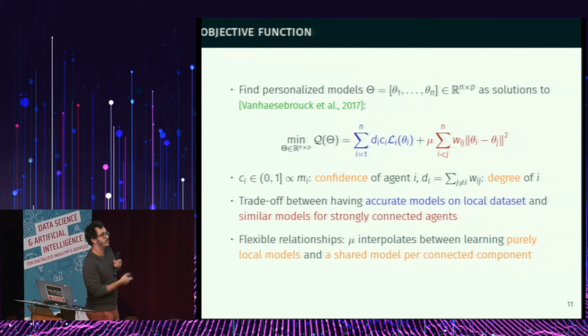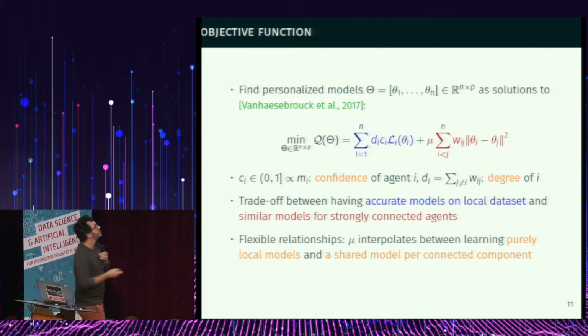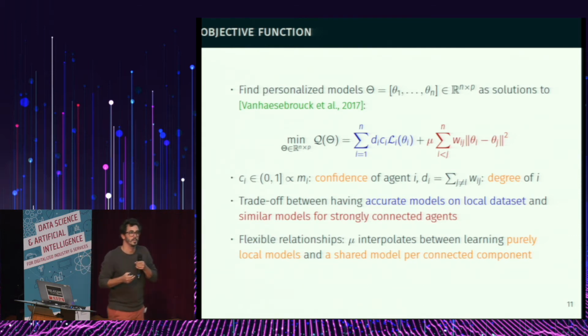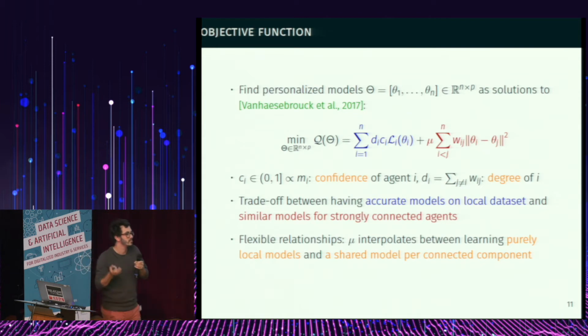This is quite nice in terms of flexibility because you can really interpolate between learning purely local models. If I set this to 0, then this formulation just becomes everybody learns in isolation. And if I make this go to infinity, then essentially I'm learning a shared model for each connected component of the graph, because the soft constraint becomes a hard constraint. So if my graph is connected and I make mu go to infinity, I recover the consensus approach, learning a single model for everybody.